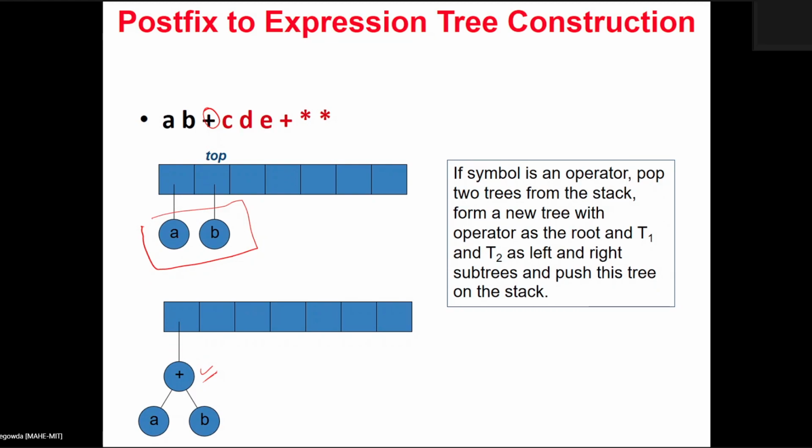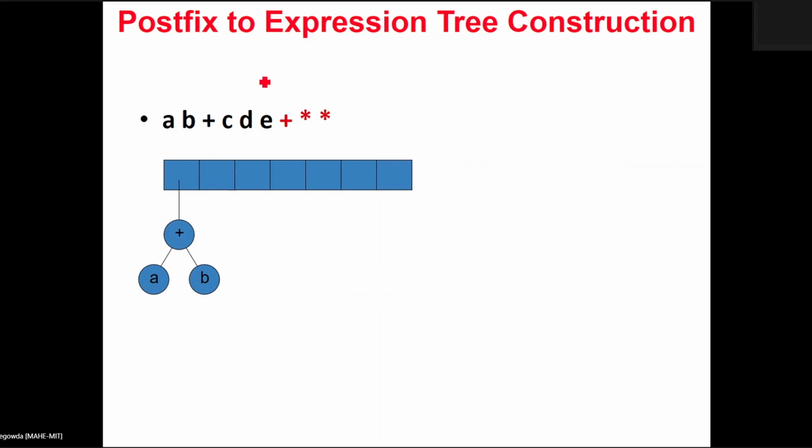Next, read the next symbol. The next symbol is C in this case. Now you create one more node and push this node onto the stack. That is done. Now read the next symbol. That is D. Since D is a symbol, it is an operand, so create one more node and push that onto the stack. Again, read the next one. The next symbol is also a variable. Read it and push this one onto the stack.